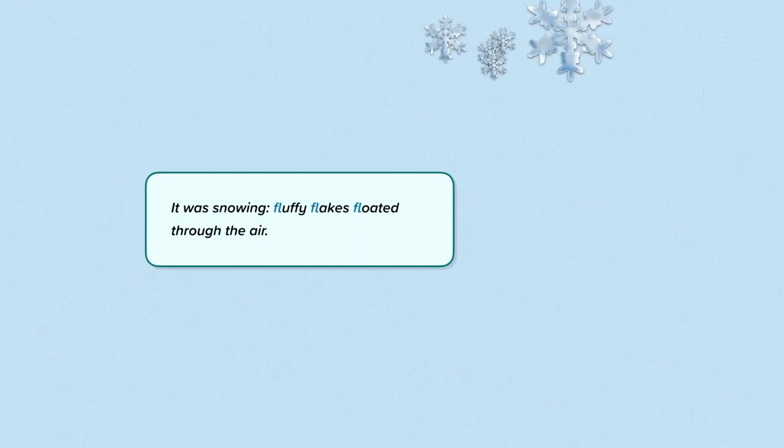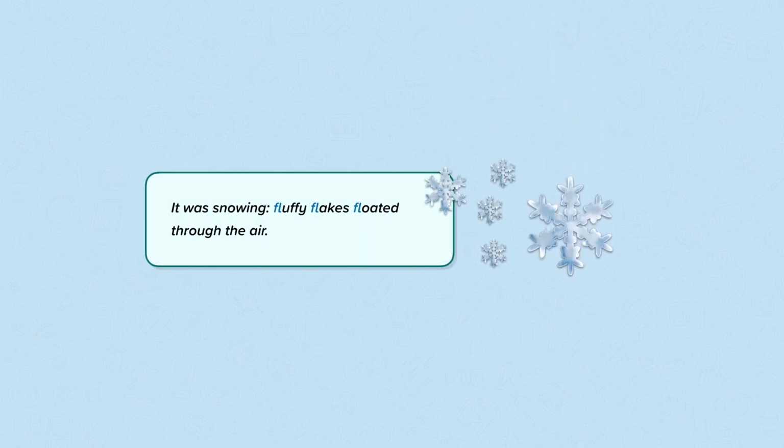Now let's look at a second example. It was snowing. Fluffy flakes floated through the air. In this example, it is two letters that have been repeated, F and L, making the fl sound. We can see that the same letters have been used at the beginning of three words: fluffy, flakes, and floated.